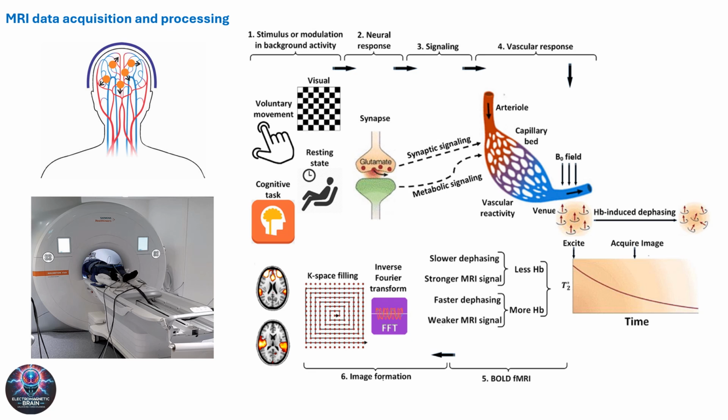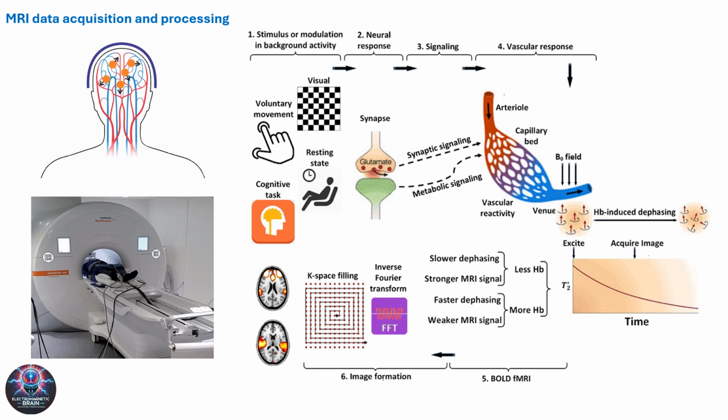In addition, in this slide, we see the step-by-step process of how MRI captures brain activity. First, a stimulus, like a visual cue or cognitive task, triggers a neural response, shown in the top part of the slide. This activates brain areas, increasing metabolic activity and blood flow. It illustrates how synaptic signaling and metabolic signaling lead to a vascular response, where blood vessels dilate to deliver oxygenated blood to active brain regions. The BOLD signal relies on changes in oxygen levels in the blood. As shown, deoxygenated blood causes MRI signal dephasing, and oxygenated blood enhances the MRI signal, highlighting active areas.